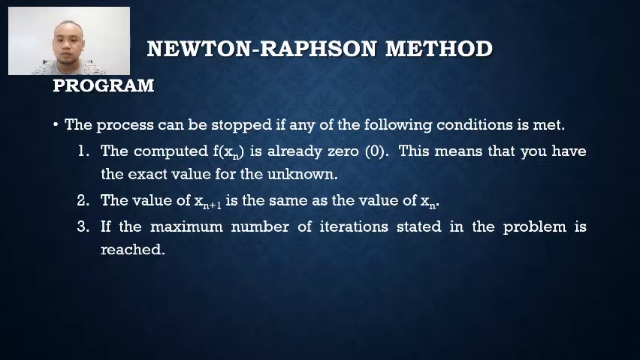The process can be stopped if any of the following conditions is met. The computed f of x sub n is already 0. This means that you have the exact value for the unknown. The value of x sub n plus 1 is the same as the value of x sub n, or the maximum number of iterations stated in the problem is reached.